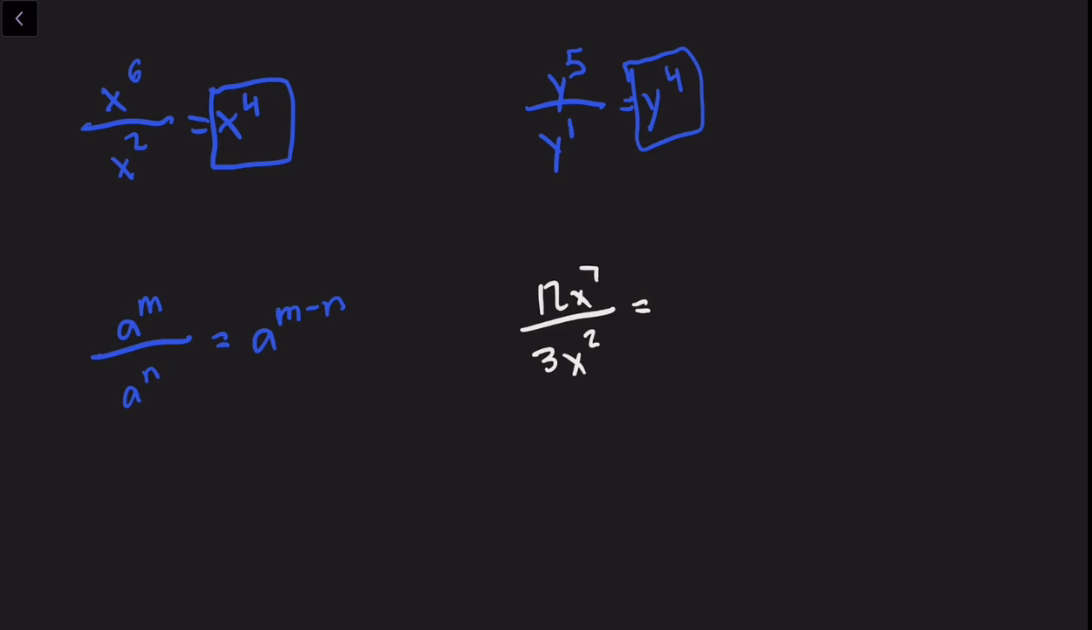So first we're going to look at our coefficients, and we're just going to solve them like normal. 12 divided by 3. That's going to give us 4. Now let's apply our quotient rule. We have the same base of x, so we can put an x. And since we're dividing them, we're actually going to subtract these numbers. So we're going to do 7 minus 2, giving us 5. So our final answer here is 4x to the 5th.